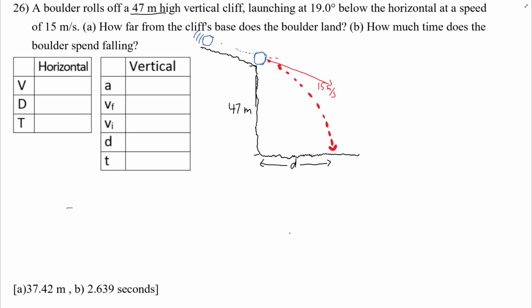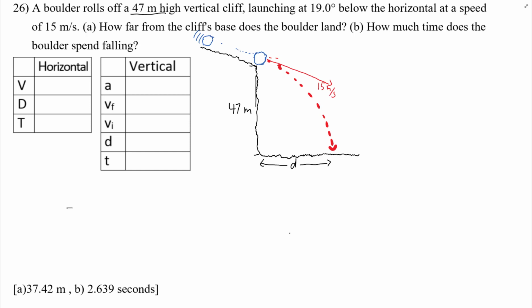So I've drawn a little bit here, and there's the boulder rolling down, and it takes off. It goes into a projectile motion at this point, and it's being launched at 15 meters per second in that direction from a 47-meter high cliff. They want to know, where does it land and how much time does it take? So it looks like we don't have too much information. We have a bit here, so let's just take a look.